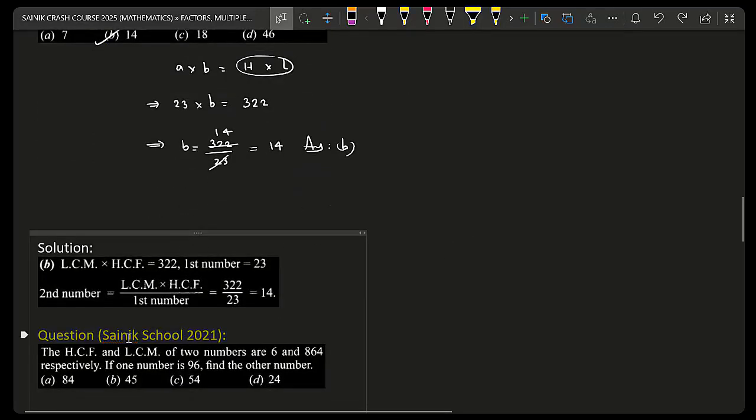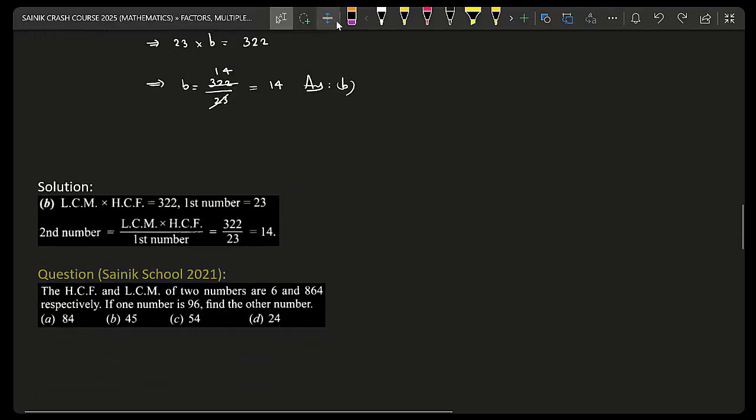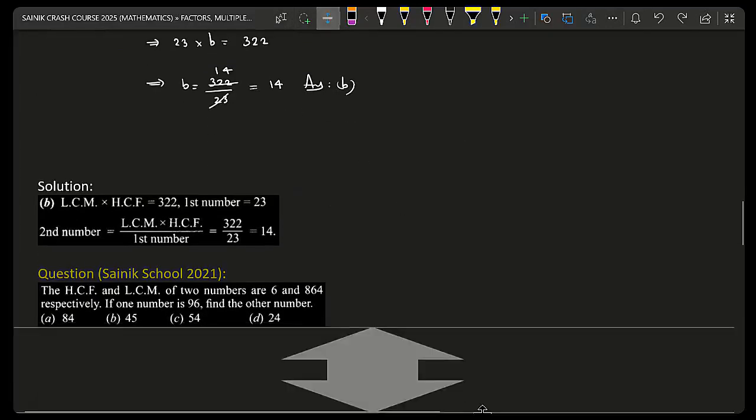So this question came in 2021. The HCF and LCM of two numbers are given as 6 and 864 respectively. What do you mean by respectively? HCF will be the first number, 6, and LCM will be the second number, 864. Sanvi, you can mute yourself. If one number is 96, we have to find the other number. Similar type of question. Everybody must solve this question now. So all of you try this question.